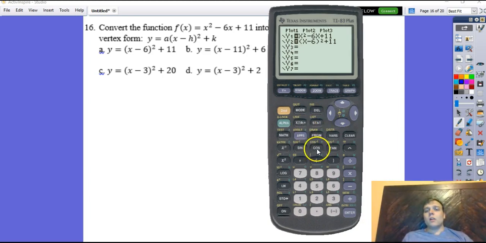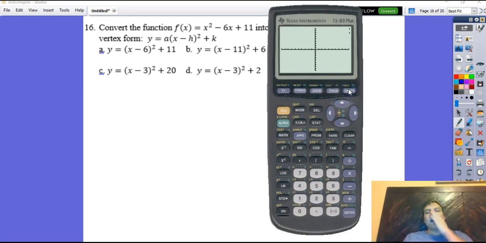You're more than welcome to plug them in one at a time and compare that way. Really, honestly, whatever you think works for you best. Alright, so x minus 11 squared plus 6. That was B. Now I'm plugging in answer choice C. X minus 3 squared plus 20. And then x minus 3 squared plus 2. Alright, and then I'm going to hit graph.